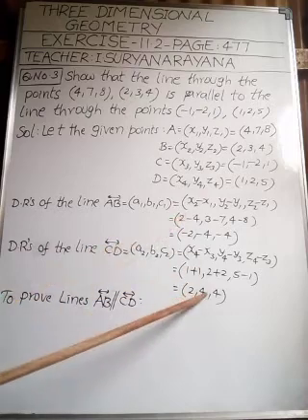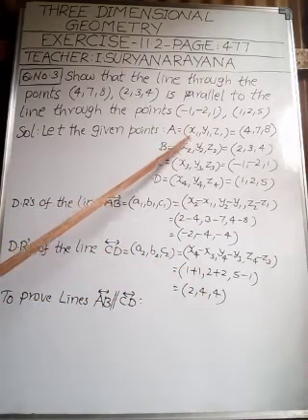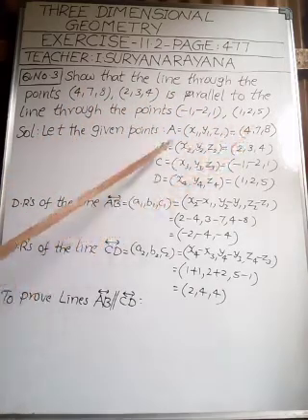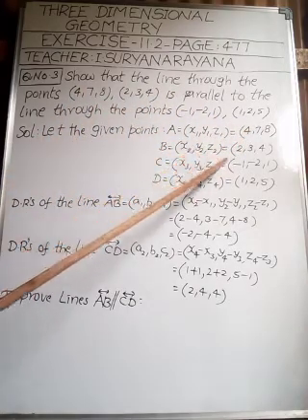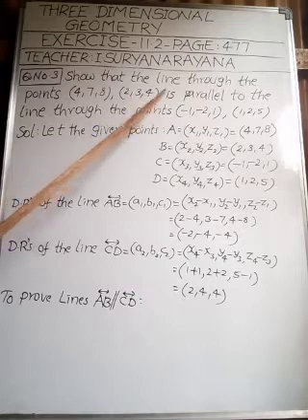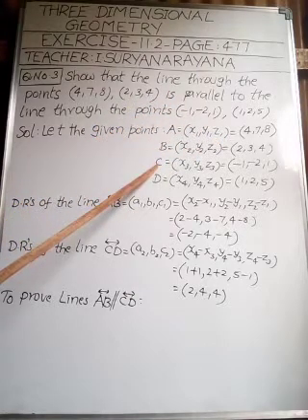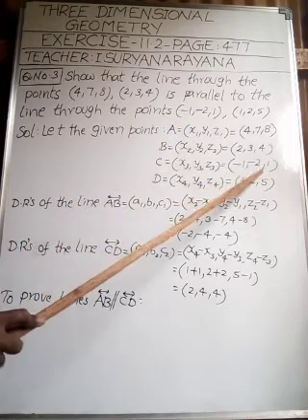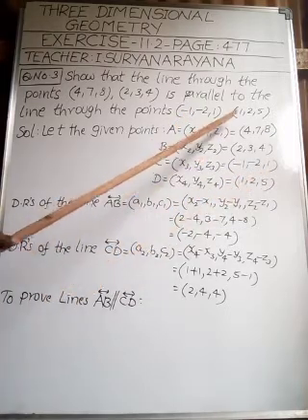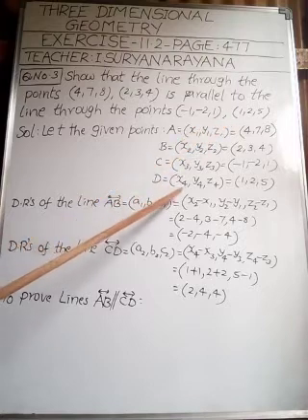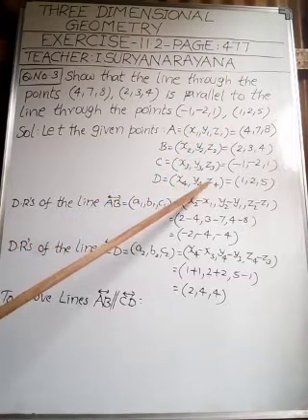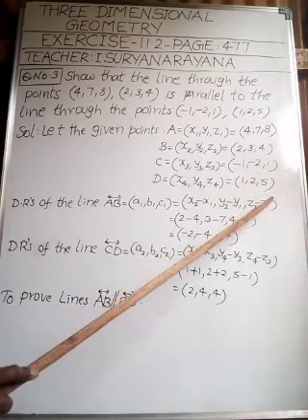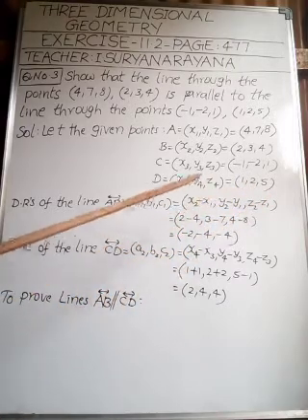Okay, my children, A is equal to ordered triplet x1, y1, z1, that is equal to 4, 7, 8. B is equal to x2, y2, z2, that is equal to ordered triplet 2, 3, 4. Third point, C is equal to x3, y3, z3, ordered triplet -1, -2, 1. And fourth point, D is equal to ordered triplet x4, y4, z4, that is equal to ordered triplet 1, 2, 5. Okay, my children, understood these steps?